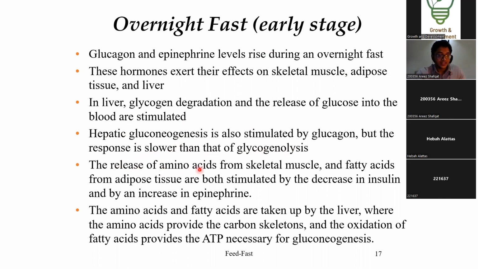The release of amino acids from the skeletal muscle causes formation of alanine. The alanine goes to the liver to supply pyruvate, which is used in gluconeogenesis. Fatty acids are liberated from adipose tissue. Also, they are taken up by the liver, and fatty acids provide the ATP necessary for gluconeogenesis. So again, this is summarizing what I've just told you. The release of amino acids and the release of fatty acids are stimulated by epinephrine, not glucagon. Glucagon acts on the liver only.